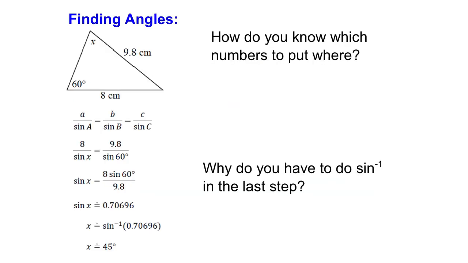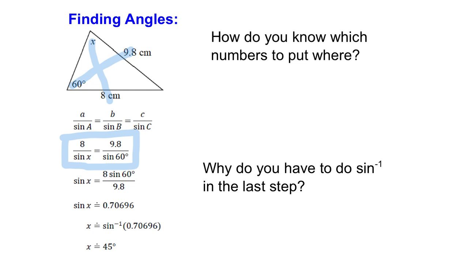So now here's an example of how you can find a missing angle. So this time I know two side lengths, I know one angle, and I'm trying to figure out this missing angle. Remember, you can't determine this angle by subtracting from 180 because you don't know what this angle is. So we have to use the sine law. Match up the pairs. We know that x matches up with 8 centimeters, 9.8 and sine 60 will match up too. That's where these came from.